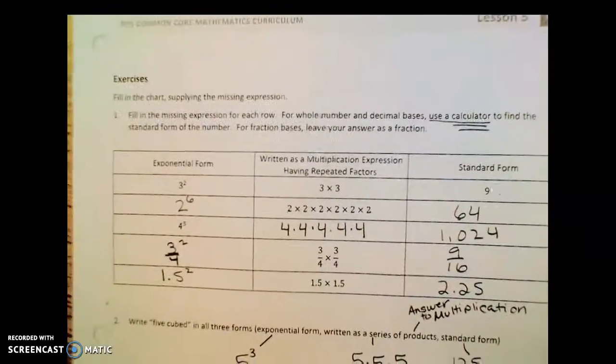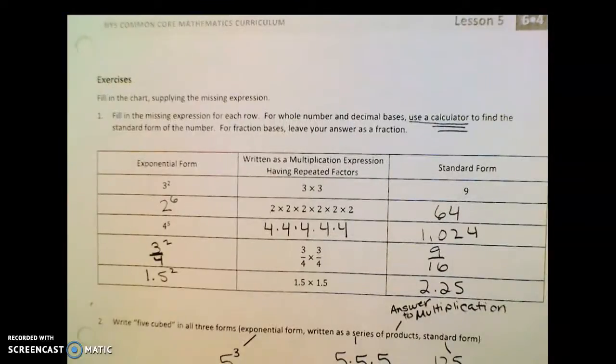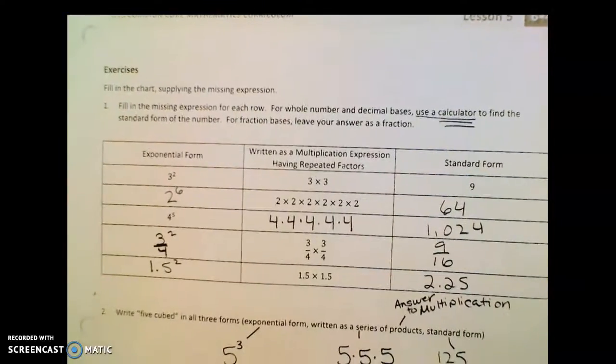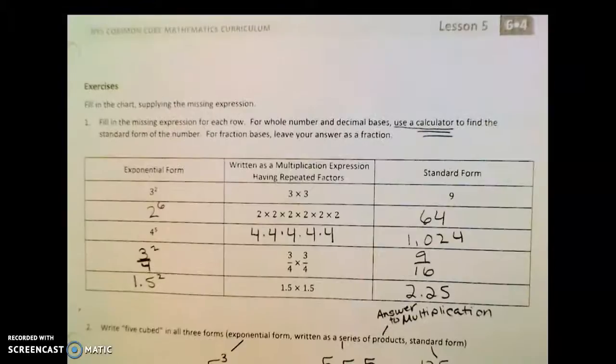So go ahead and look over these to make sure you have them correct. If you don't, make sure you're learning from your mistakes. Push pause if you need more time.